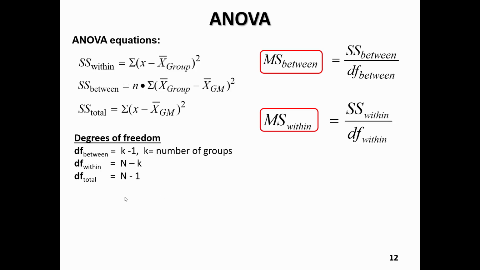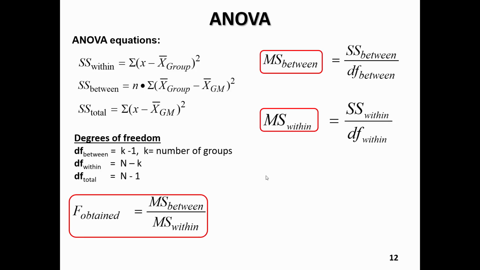Now these data will be used to calculate our two variance terms. And once we calculate our two variance terms, we can then determine our F obtained. And the F obtained is the test statistic based upon the data.